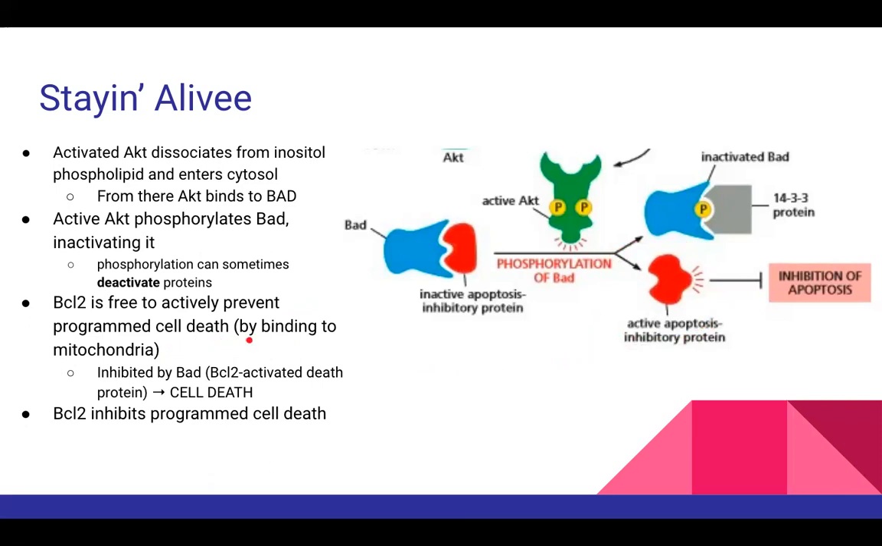And so the end result of the pathway is AKT phosphorylates BAD, causes it to become inactive, and the BCL2 protein is free to go and prevent cell death because it's an apoptosis inhibitor, which means it's a cell death inhibitor, which means that if it's inhibiting cell death, it's just promoting survival.